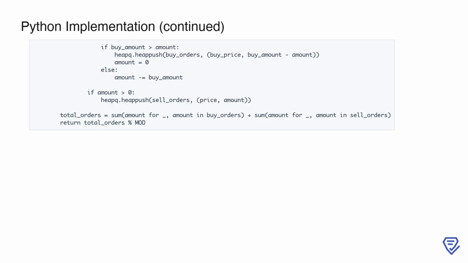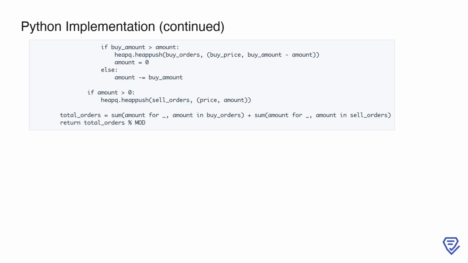Using a similar while loop, we check if there are buy orders available and if the highest buy price is greater than or equal to the sell price. We then reduce the buy or sell amounts accordingly and push any remaining buy orders back into the heap. If there's any leftover sell amount after processing all possible matches, we add it to the cell_orders heap.